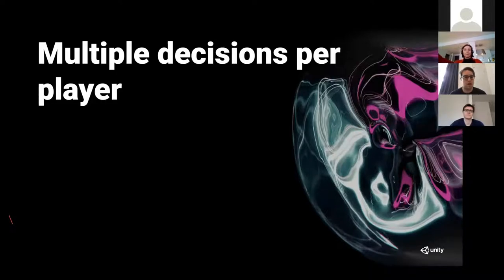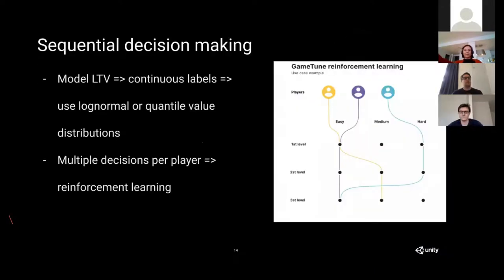So let's move forward. Let's look at the second use case example that we had. You recall that was the ad frequency case where we make the decision in the beginning of every gaming session, and we end up making multiple decisions per player. The image here is not exactly about the ad frequency. I think it's about some kind of level difficulty balancing, but let's not worry about that.